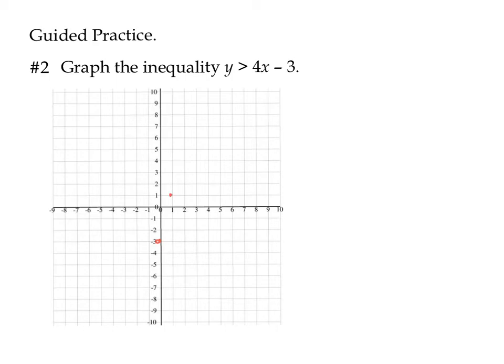Again, we could go up 4 more and over 1, and we could keep doing that. We could go down 4 and to the left 1. And we'll have these points that are going to make the boundary line. Because it's just a greater than without the equal to, that means we're going to have a dashed line. So we're going to draw a dashed line through those points that looks like this.